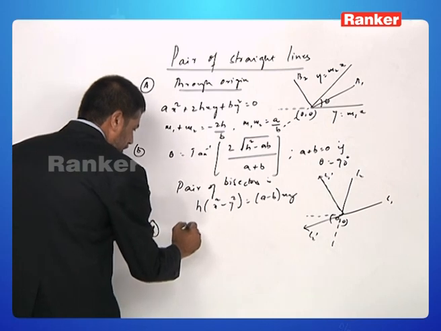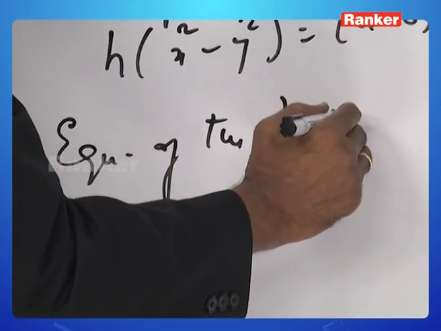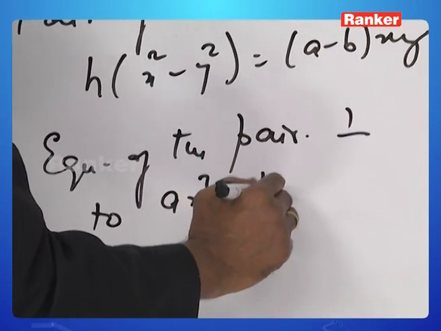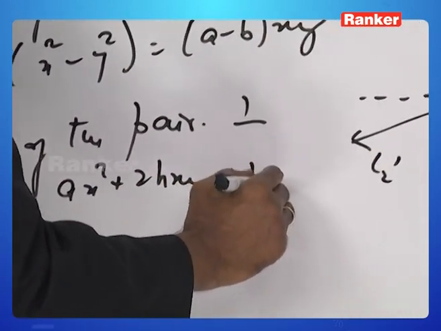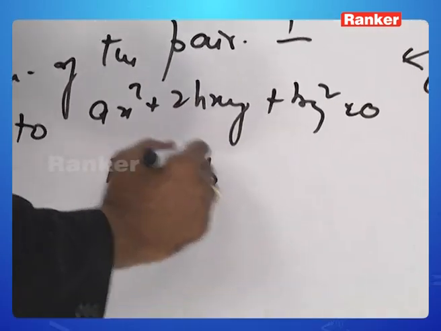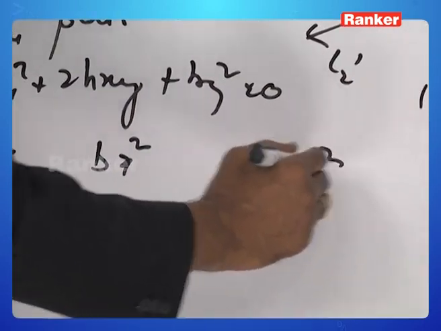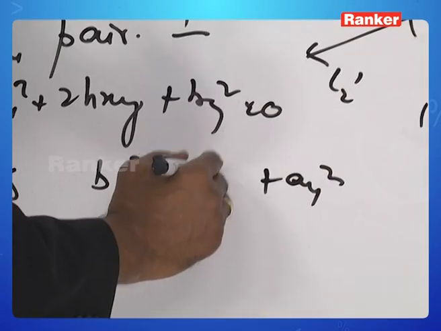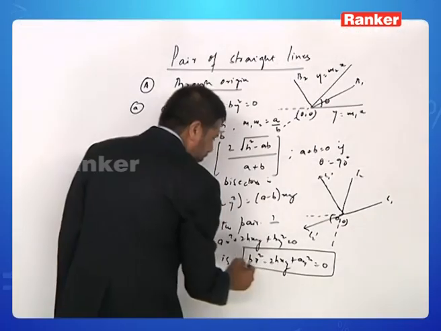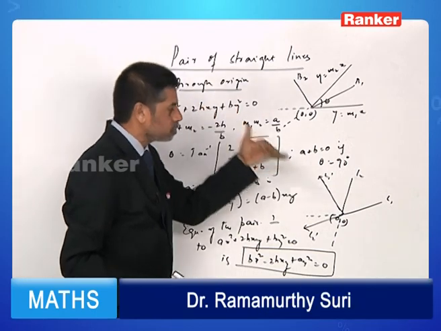So the equation of the pair perpendicular to ax squared plus 2hxy plus by squared is equal to 0 is, just reverse the coefficients, bx squared plus ay squared. The middle term remains the same but with a reversed sign. So these are the basic principles of pair of straight lines passing through the origin.